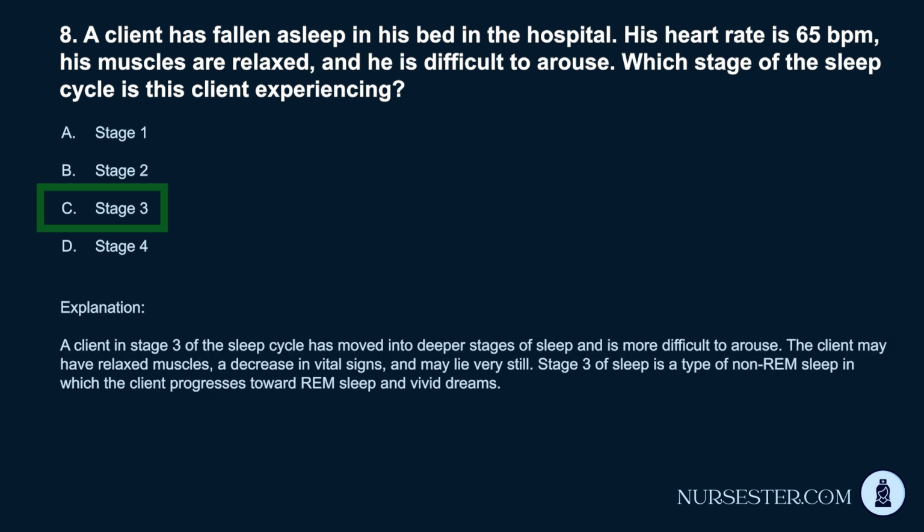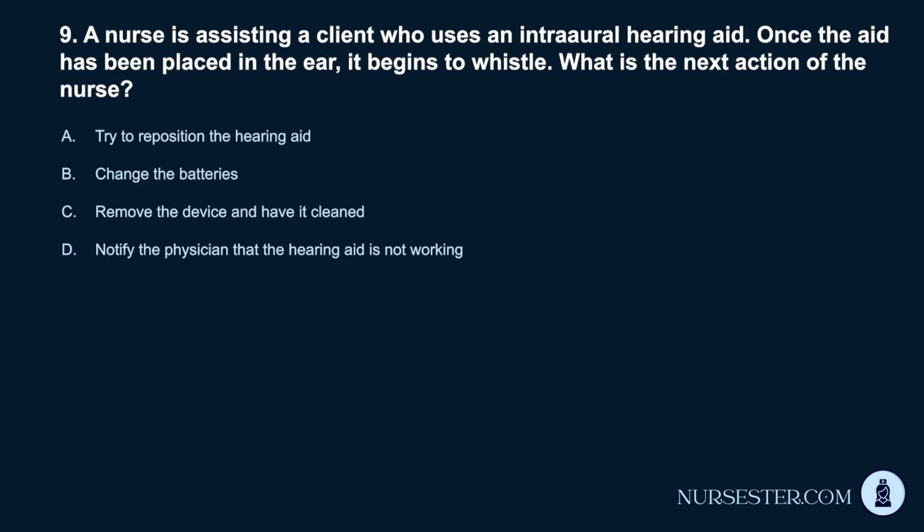A client in stage 3 of the sleep cycle has moved into deeper stages of sleep and is more difficult to arouse. The client may have relaxed muscles, a decrease in vital signs, and may lie very still. Stage 3 of sleep is a type of non-REM sleep in which the client progresses toward REM sleep and vivid dreams.